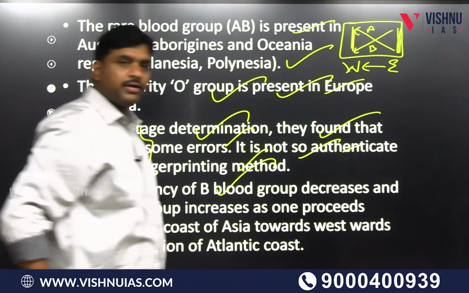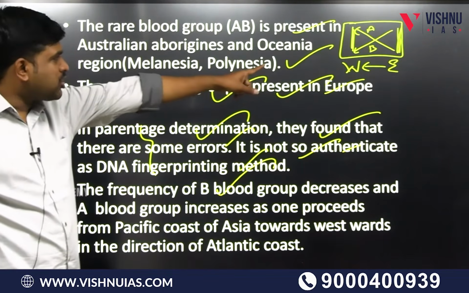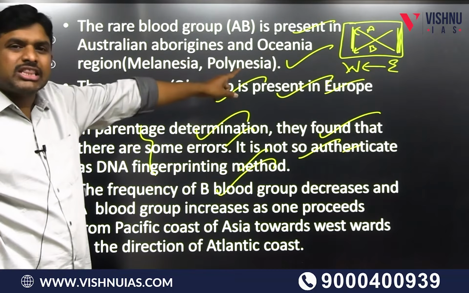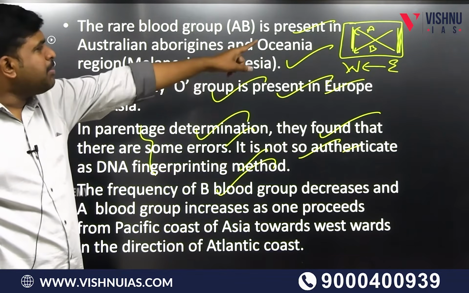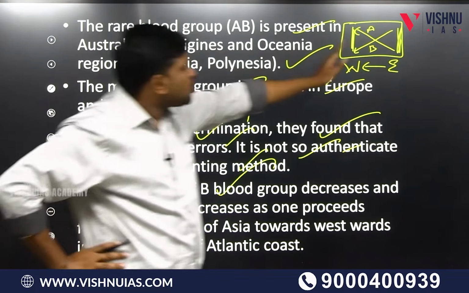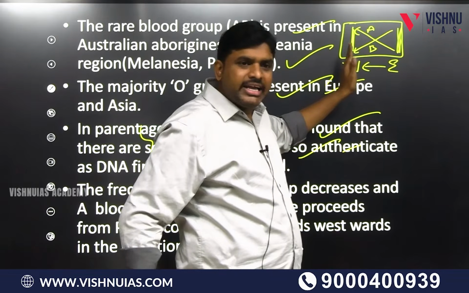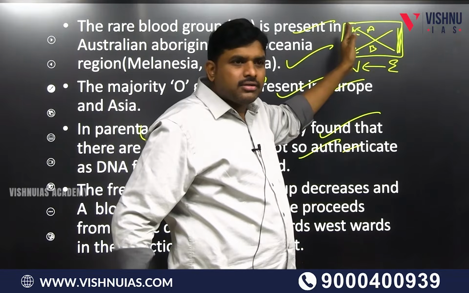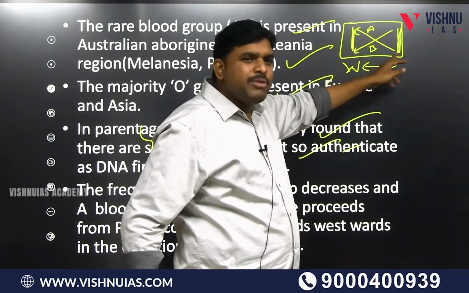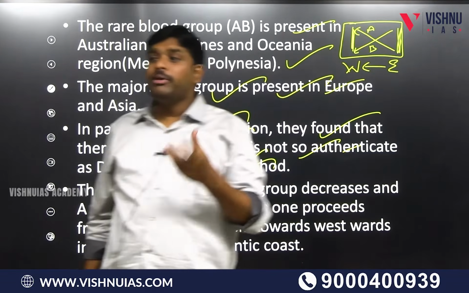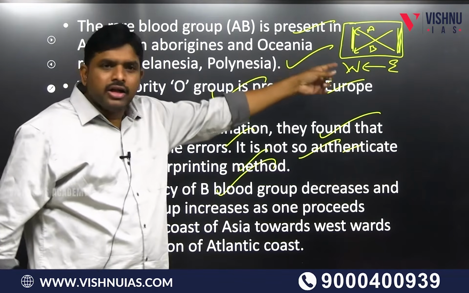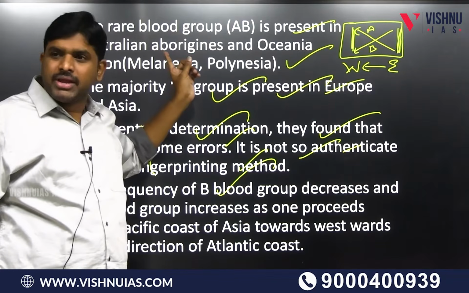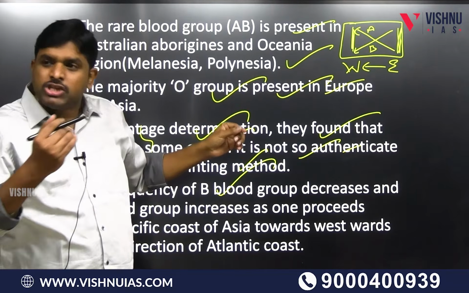Now you see, when I am moving from Australia towards North America, the people who have B blood group are slowly decreasing. When I am moving from Australia to North America, the people who have A blood group are slowly increasing. This is population variation.